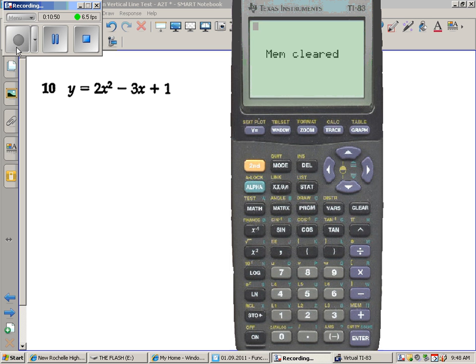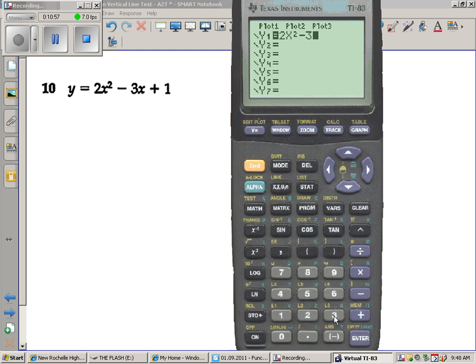It is a parabola. Very nice. You already knew the shape just from looking at the equation. Let's go into this. Parabolas are always functions.